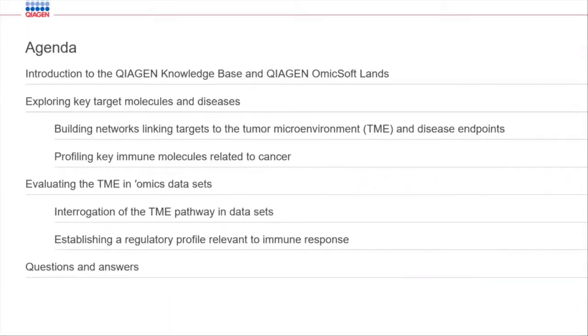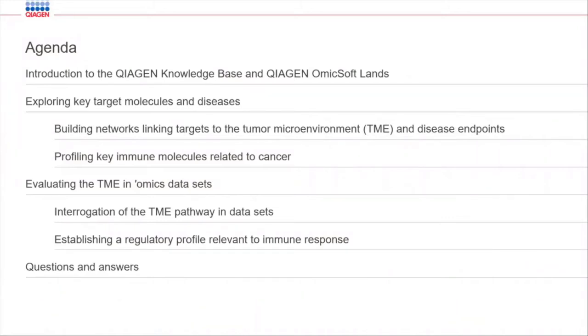One is the scenario where perhaps you start off with a target molecule of interest or a disease of interest, and you want to understand how that relates to the TME. There are two mechanisms we're going to talk about in this context. One is taking that target or disease and utilizing it to build networks within IPA. There's a robust set of tools that allows you to take single molecules or sets of molecules and do network construction in silico.